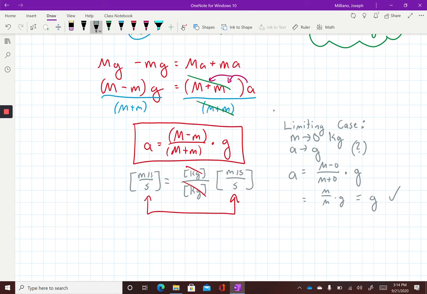So our limiting case analysis also gives us some confidence that we have derived an appropriate expression for the acceleration of an Atwood's machine.